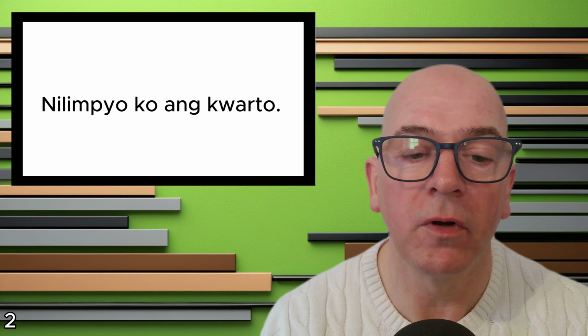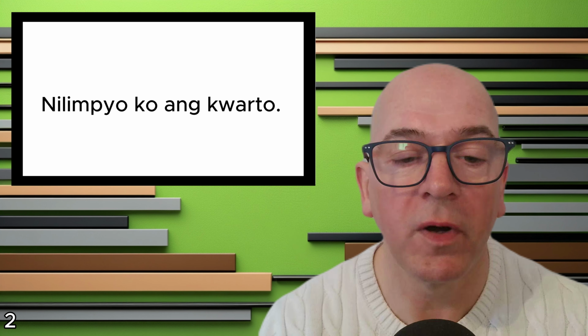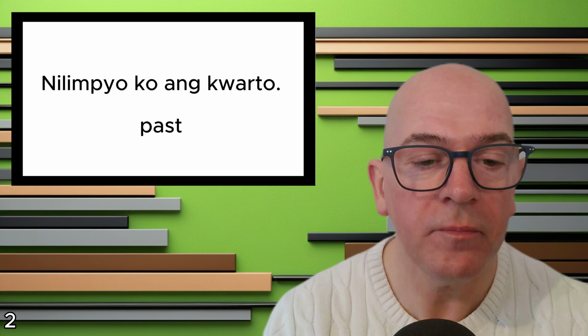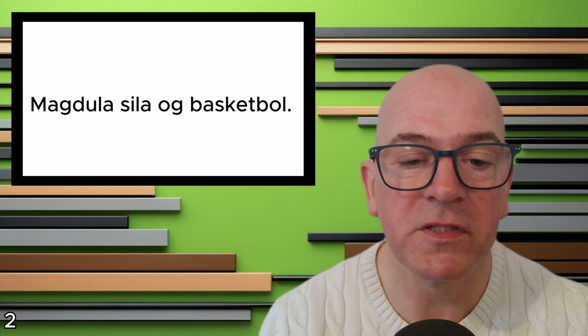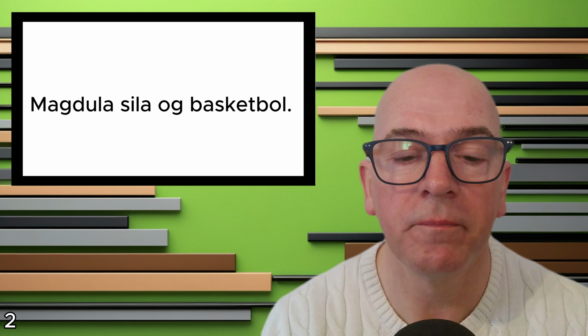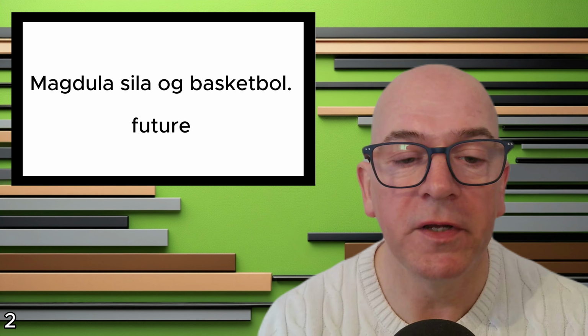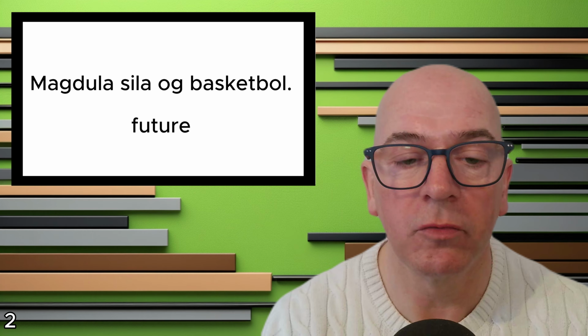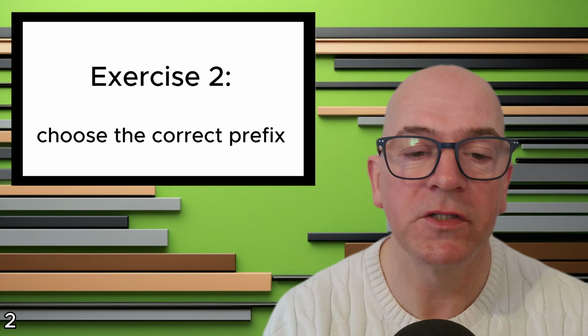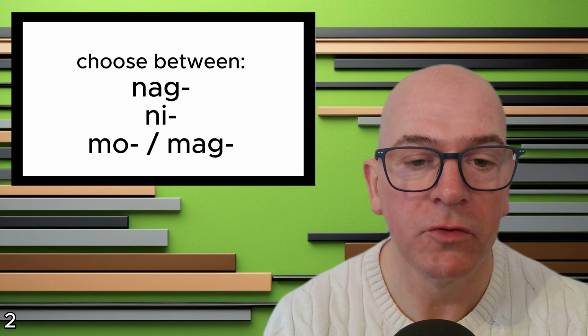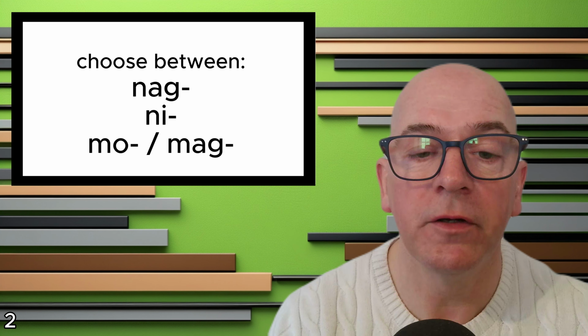Nilimpyo ko ang kwarto, sorry. Nilimpyo ko ang kwarto is past. Ni. Magdula sila ok basketball. Magdula, future. It's to play basketball. Okay. We go over to exercise 2. Choose the correct prefix. So you choose between nak, ni, mo, or mak.